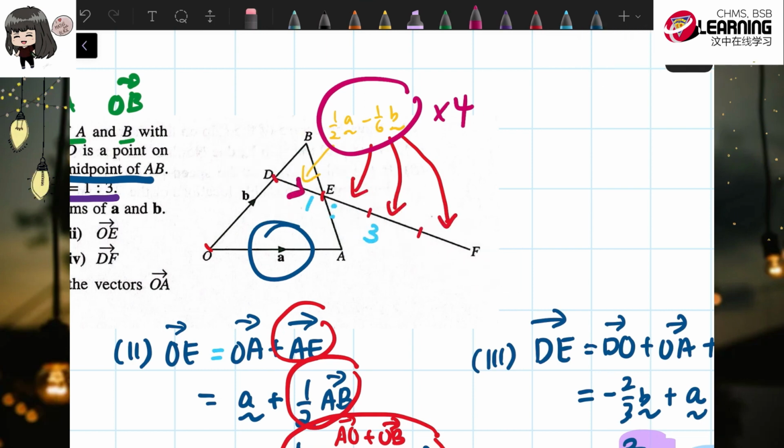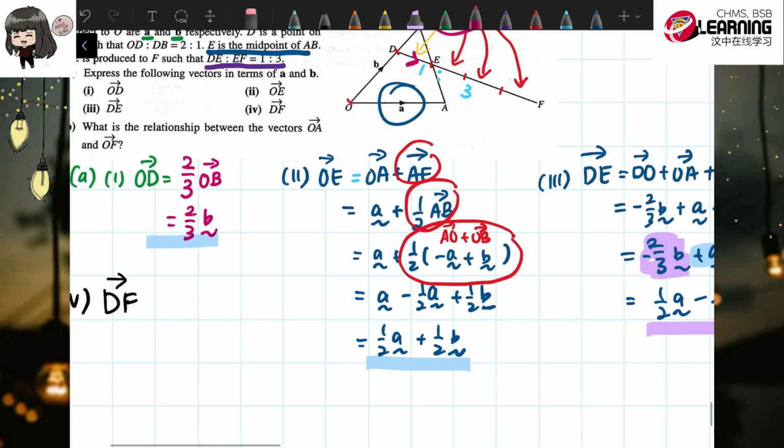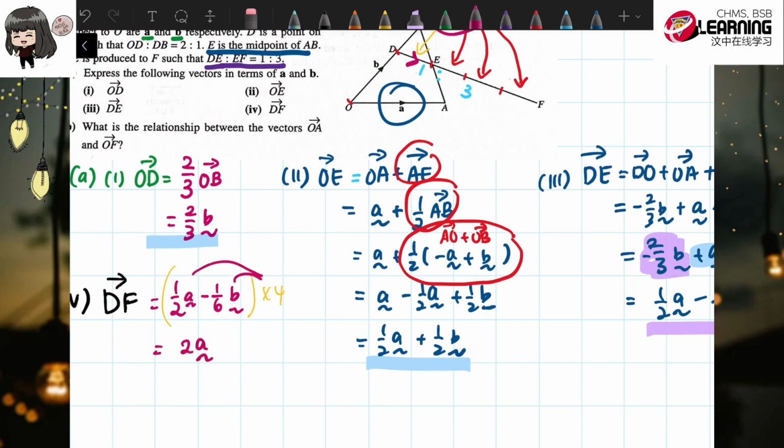D until E, we already found in the previous part, part 3. So since we have the ratio 1 to 3, here is half A minus 1 over 6B. There are 1, 2, 3, 4, so this whole thing times 4. It's 1 over 2A minus 1 over 6B, this whole thing multiplied by 4, and we get our answer by multiplying like this. So this is our answer.